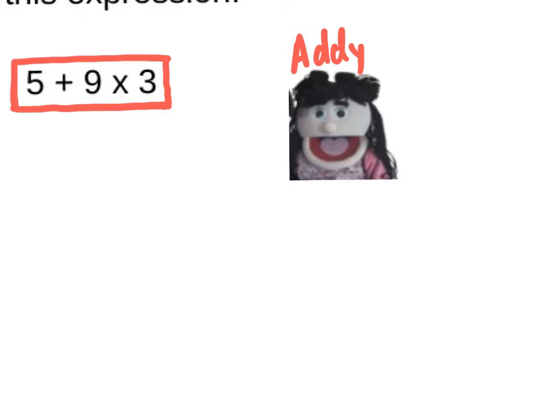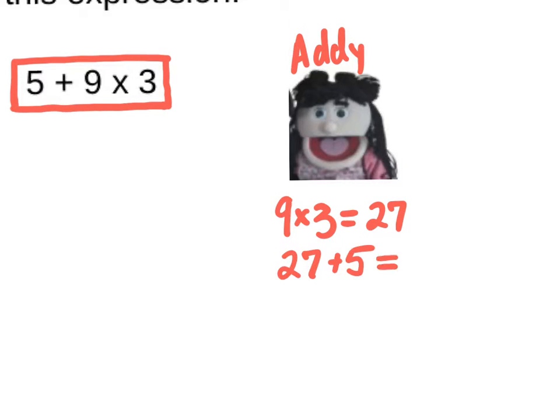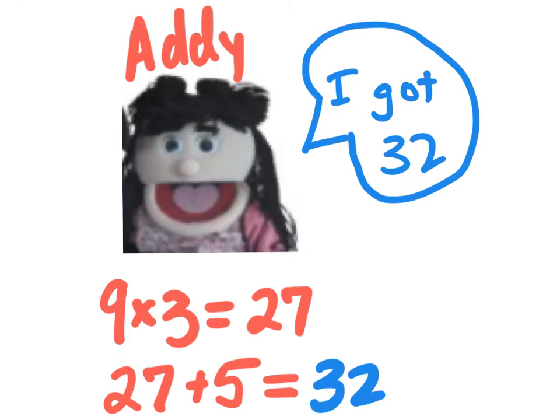Addie is working on the same problem. She does 9 times 3 first, and she gets 27. Then Addie takes her 27 and adds 5 to it. She gets 32. Mr. Millard, I got 32.